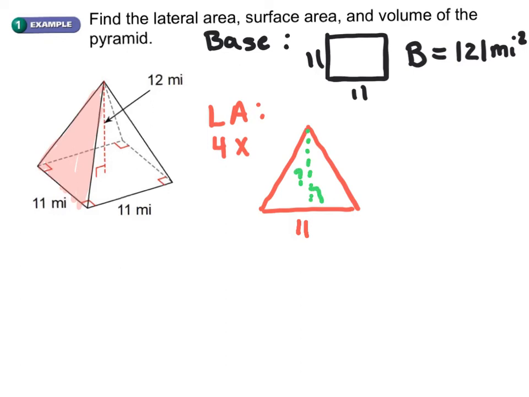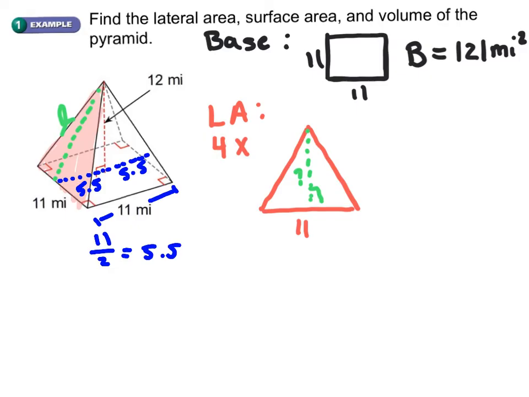But if I look at my diagram and I draw in the height of these lateral faces, this is what we call our slant height. And now if I complete my right triangle, we know that this distance all the way across is 11. So if I do 11 divided by 2, that gives you 5.5, telling us that each of these parts of this distance across has a length of 5.5.